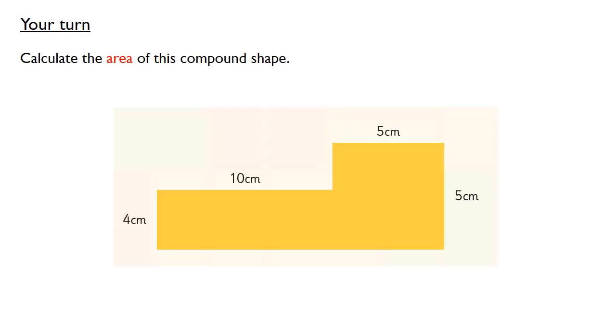Okay, Year 5, here is your first mini task. You need to calculate the area of this compound shape. All you need to do is do exactly what we did on the previous slide: split the shape into two basic shapes, work out the area of each of those two shapes, and then add them together to give you the area of the compound shape. I'll give you a few minutes to do that, and then we'll discuss it on the next slide.